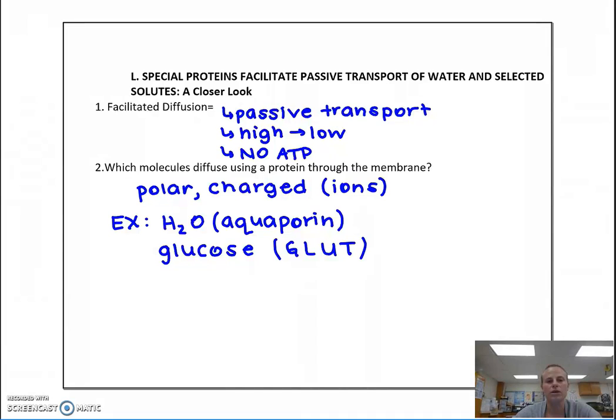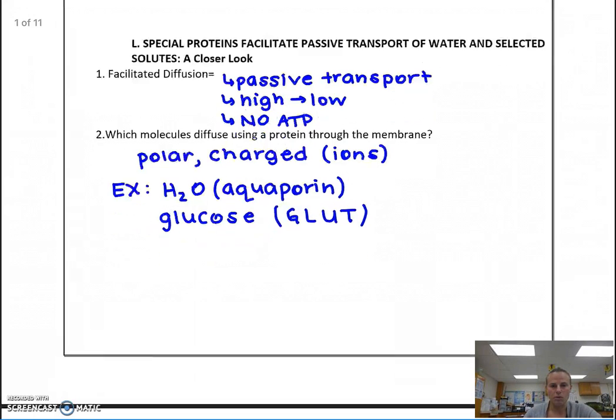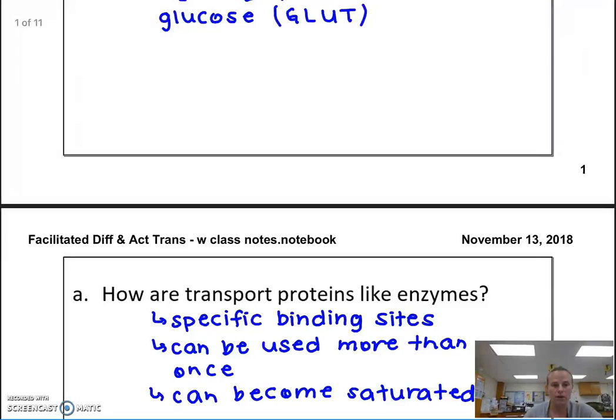For example, what can we say about facilitated diffusion? Number one, it's a type of passive transport. Number two, it involves moving from high concentration to low concentration and therefore requires no ATP. Which type of molecules require this facilitated diffusion? Polar molecules and charged molecules such as ions. For example, water uses the membrane protein known as aquaporin. Glucose uses the membrane protein known as GLUT. And you guys read about aquaporin in your homework one night.